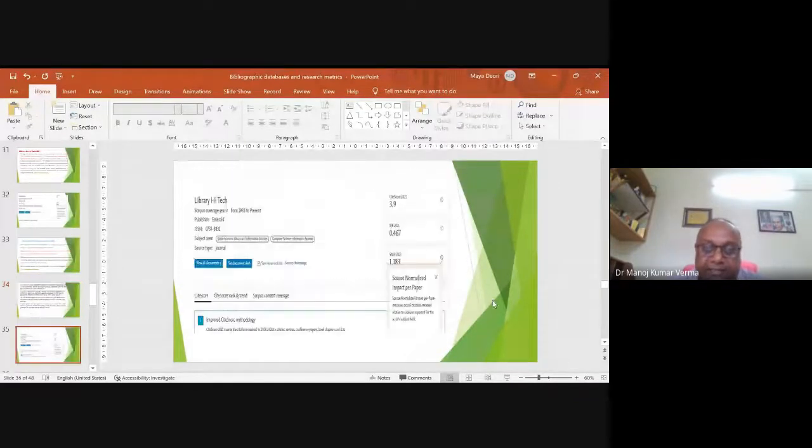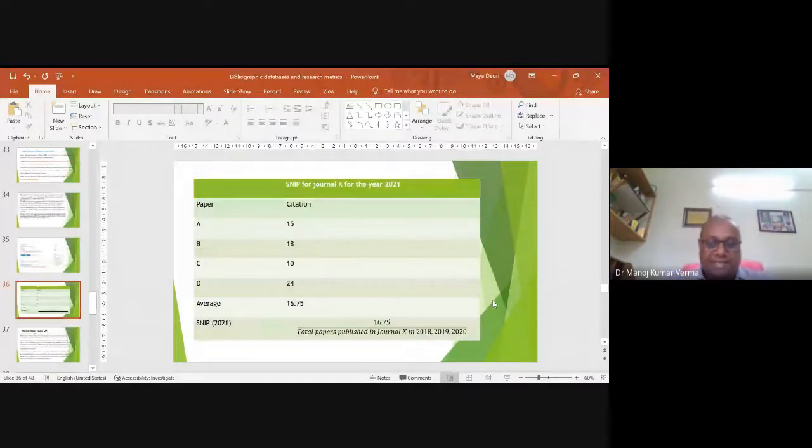And here, see, I am giving SNP. See, it is 1.183. This value is a little high. Why is this value high? See, SNP, how are we calculating it?